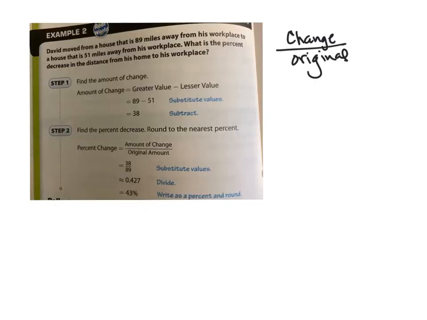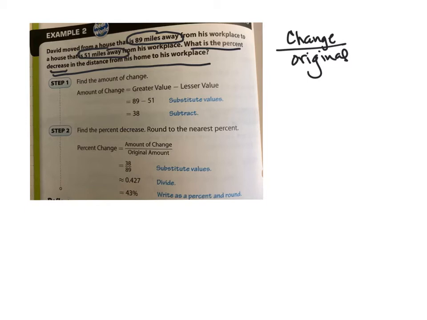All right, David moved from a house that is 89 miles away from his workplace to a house that is 51 miles away from his workplace. What is the percent decrease in the distance from his home to his workplace? So now the value is going down, not up. He's closer to his workplace than he was before. Circle the information we know. He moved from a house that was 89 miles away, and the new house is 51 miles away.